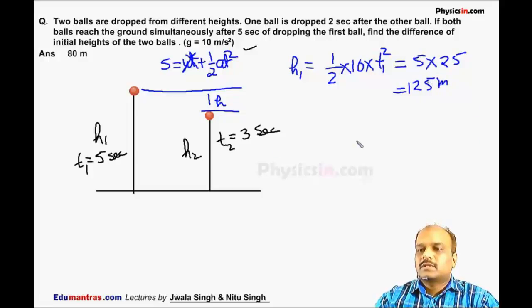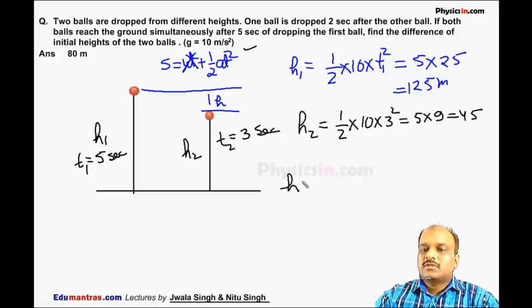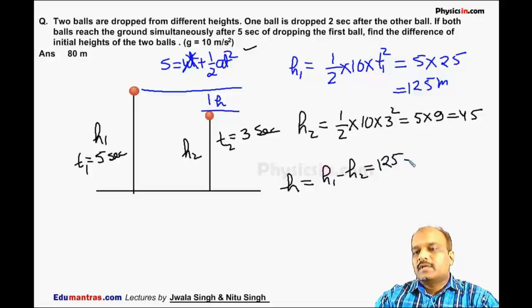Now the second ball travels height h2. So h2 is equal to ut plus half at square. Again for the second ball initial speed is 0 because it is dropped. So h2 is equal to 1 by 2 into 10 into t square, that is 3 square. So it is equal to 5 into 9, that is equal to 45 meter. So the difference in height h is h1 minus h2, which is equal to 125 minus 45, that is equal to 80 meter. So this is the answer.